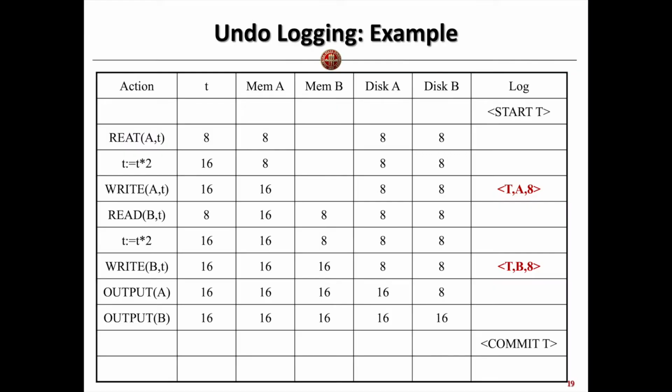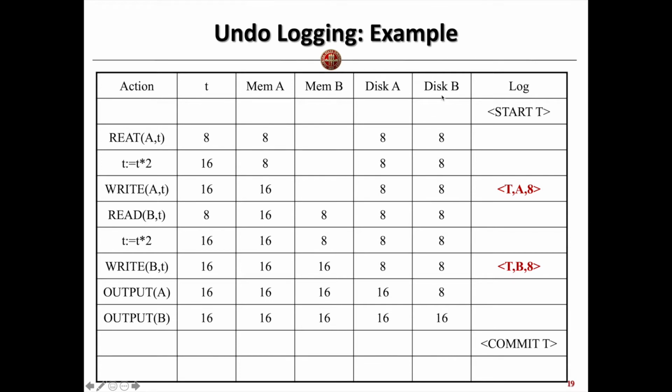Okay, so let's talk about how to use this undo logging to help us do the crash recovery. We used this example in the previous page to show the basic actions we can do in a transaction. If you still remember, in this table the rows denote the basic actions, and the columns denote the internal state for the transaction. It covers both the state of the temporary variable t as well as the values for A, B in memory and on the disk.